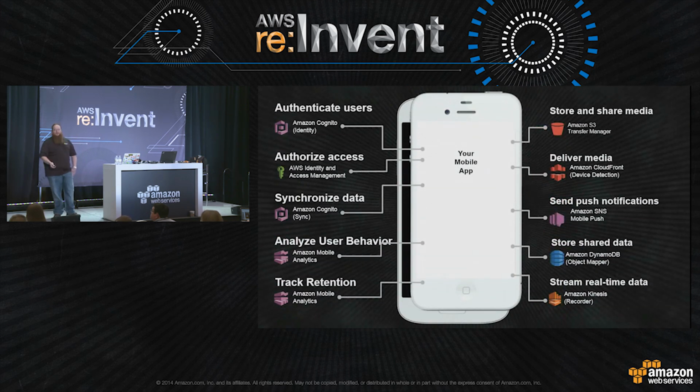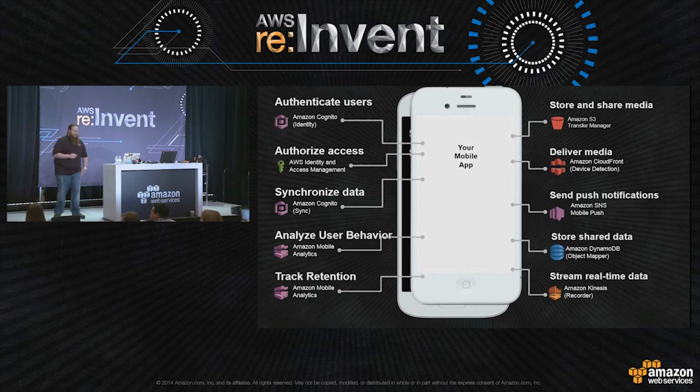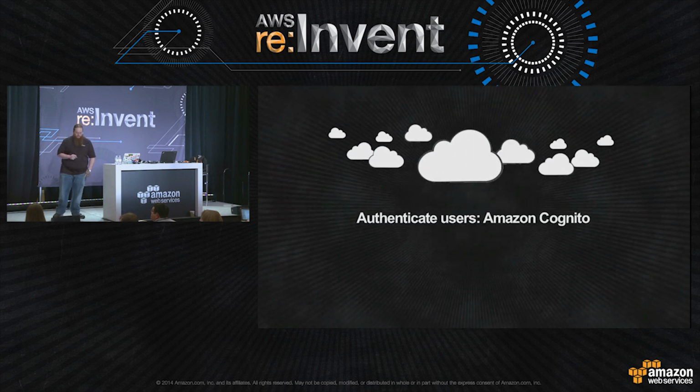So with the mobile services and the SDK, we can solve all of these common problems, the undifferentiated heavy lifting, as we call it. First up, let's talk about how we can authenticate users with Amazon Cognito.